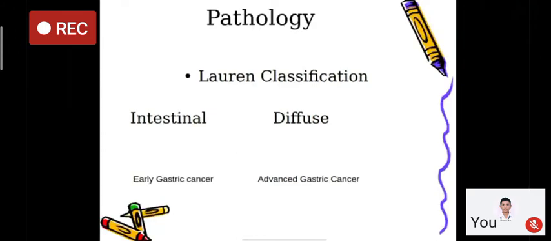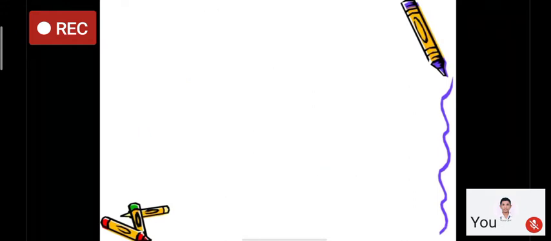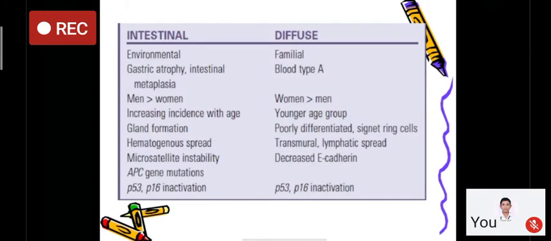Whereas diffuse malignancy will not be a small lesion at a particular place. Diffuse malignancy will infiltrate the whole of the stomach, and its spread will be different. Systemic spread will be very fast, and it generally presents as an advanced malignancy. We can just see this, the intestinal and diffuse, and we have tried to compare them. Intestinal malignancies generally have a good prognosis. If we compare the two, CA stomach is a poor prognostic disease.